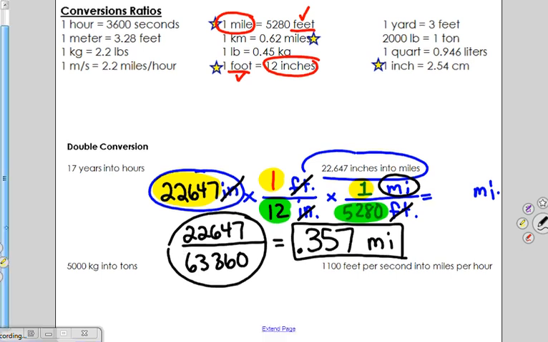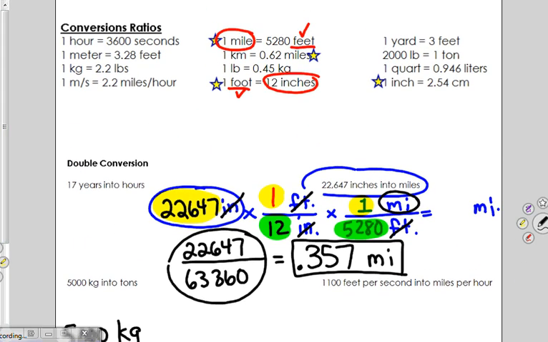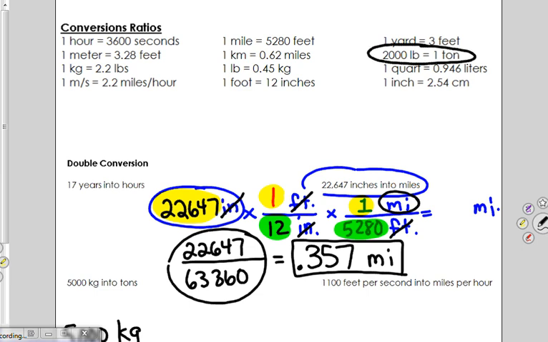Let's try that again with kilograms and tons. So 5,000 kilograms. We're going to try to go to tons. So we look back up top. You see any relationship between tons and kilograms? Well, I see tons with pounds, and I see kilograms with pounds. So I think that pounds will be our middleman.